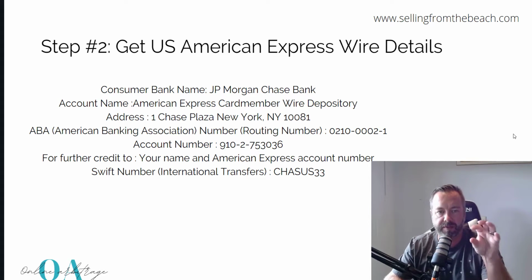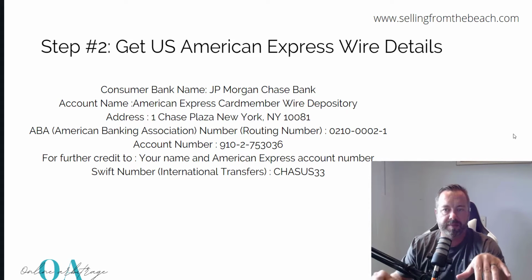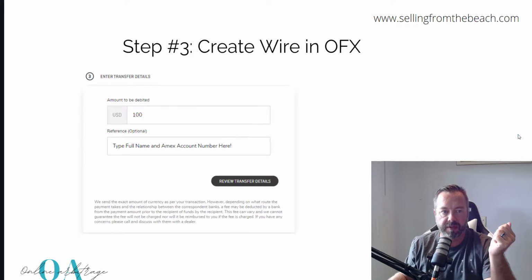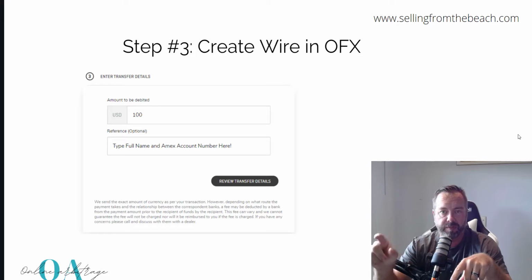So anyhow, this basically will just put it to a general one, but then the next step is you need to credit it actually to your name and to your account. So that's what we do in step number 3. In OFX, when you set up a wire, you set up the new recipient with that information in step number 2.